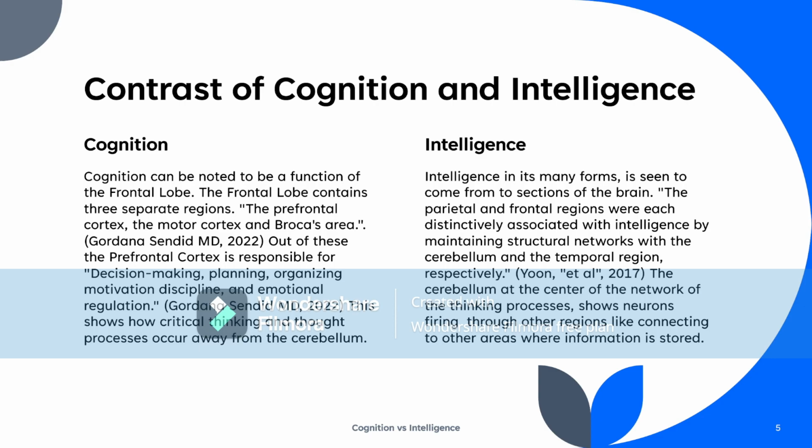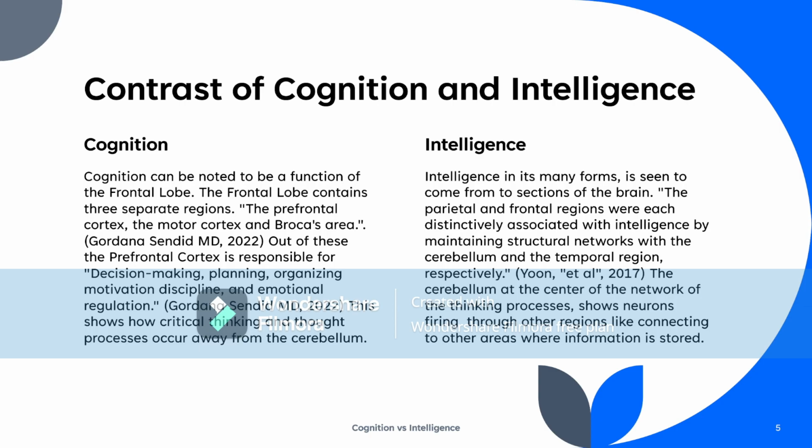For the cerebellum, this is going to be more integrated with intelligence. Intelligence, in its many forms, is seen to come from a couple sections of the brain. The parietal and frontal regions were each distinctively associated with intelligence by maintaining structural networks with the cerebellum and the temporal region, respectively. The cerebellum at the center of the network of the thinking processes shows neurons firing through other regions, like connecting to other regions where information is stored.